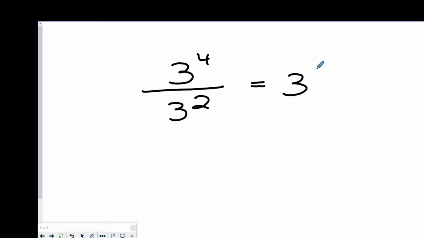Let's jump on to the quotient property. So let's say I have 3 to the 4th, and I'm dividing that by 3 squared. Since they are the same base, once again, they're both base 3, for the quotient property we actually subtract the exponents. So this would be equal to 3, and then the exponents we subtract, 4 minus 2. So this would be equal to 3 squared, which is 9.